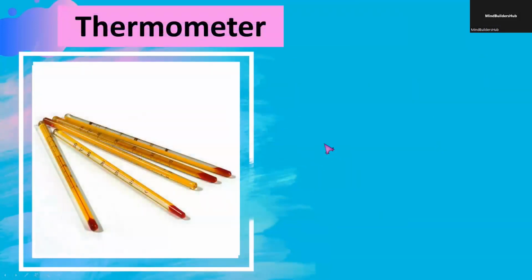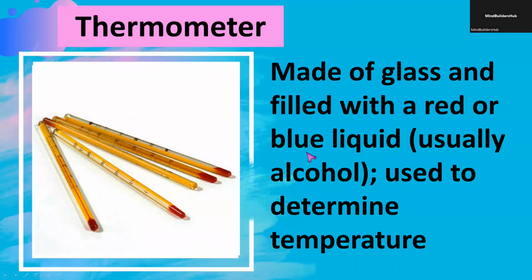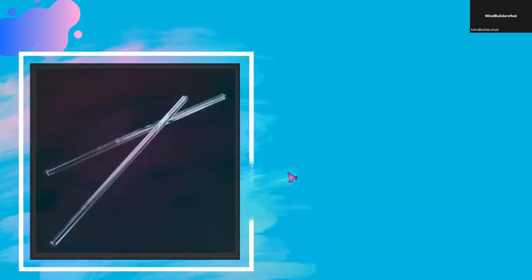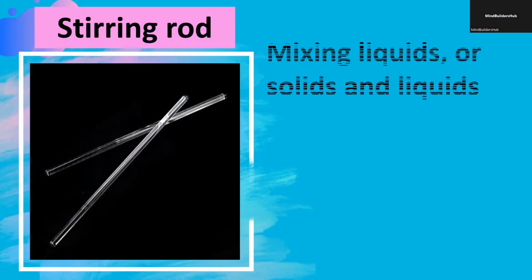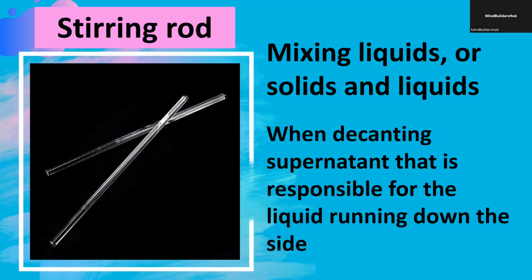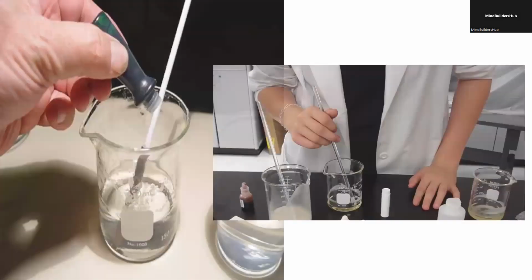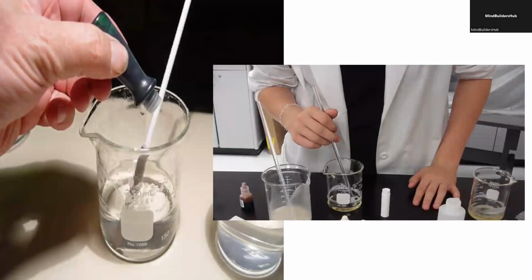Next, to measure the heat, you'll be needing a thermometer, of course. Usually inside it has an alcohol because it is very sensitive to temperature. And it is made of glass. To stir the substance or for other purposes, you may use the stirring rod. When you want to decant a supernatant, then you may just run it down here with the use of the stirring rod like this. You may use it for stirring or if you want to decant.